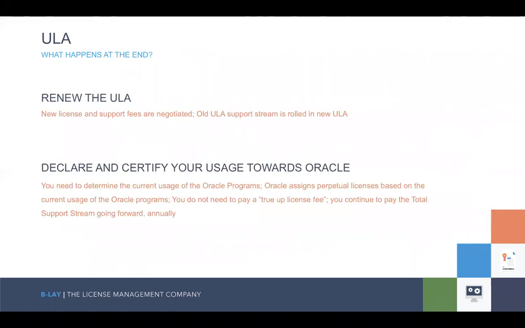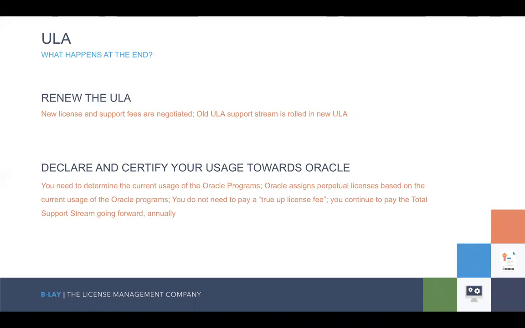Now, what happens then at the end of the ULA? So let's say we enter into a ULA for 2 to 3 years. Now, actually, you do have two different options. You can either renew the ULA, which means you negotiate a new contract with Oracle, where you will need to pay new license and support fees for the same programs, for another set of programs, or for a subset of the programs that you entered into the initial ULA, which can be the same term, a smaller term, a longer term. It can be for other products. So all the flavors that we've just seen are then still possible.